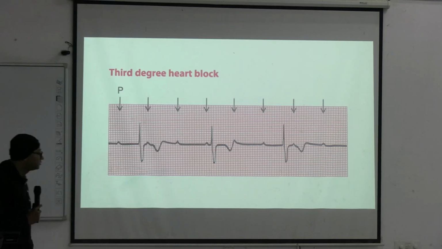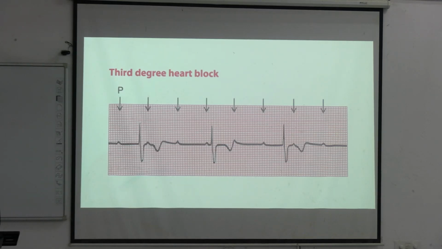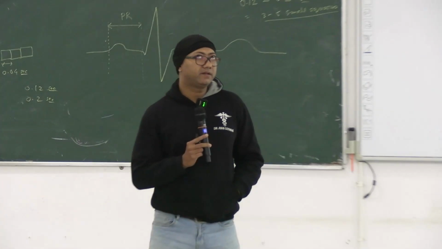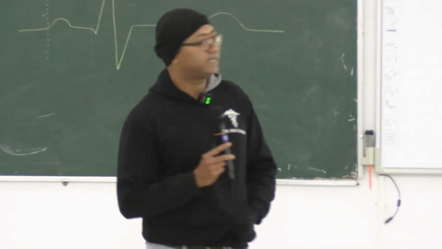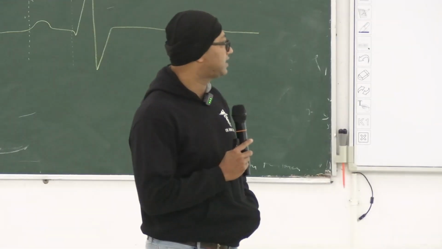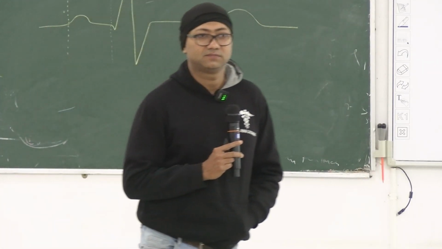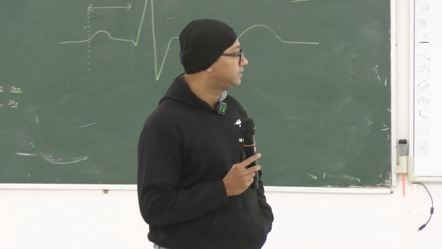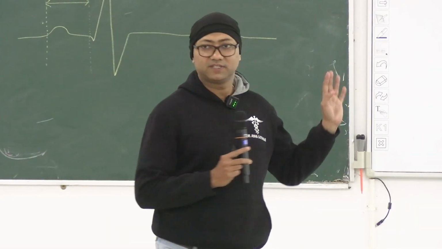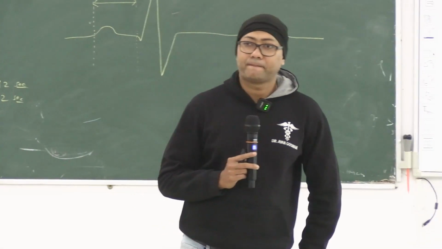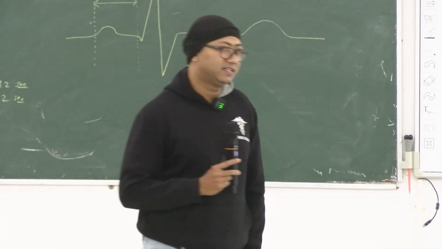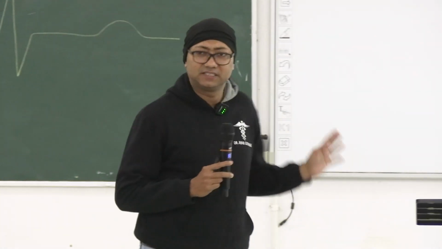What do you see here? Any idea? What do you see here? What is the problem here? If we compare it with first degree heart block and second degree heart block, Mobitz type 1 and type 2, what is happening over here? Yes, nothing is fixed here. There is no relation.